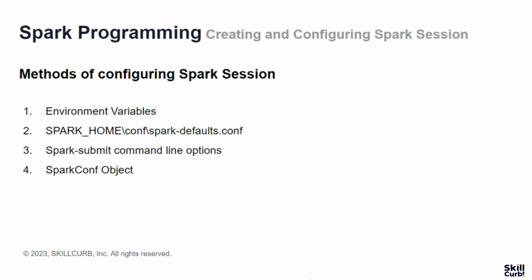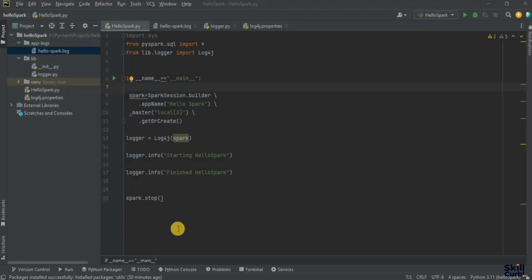Let's talk about Spark Submit. We have already used Spark Submit in our earlier video. It allows us to configure the application using command line options such as --master. We have already seen that in action in the previous video. The last method is to code the configurations in your application, and we have used this as well. You can set whatever config you want.